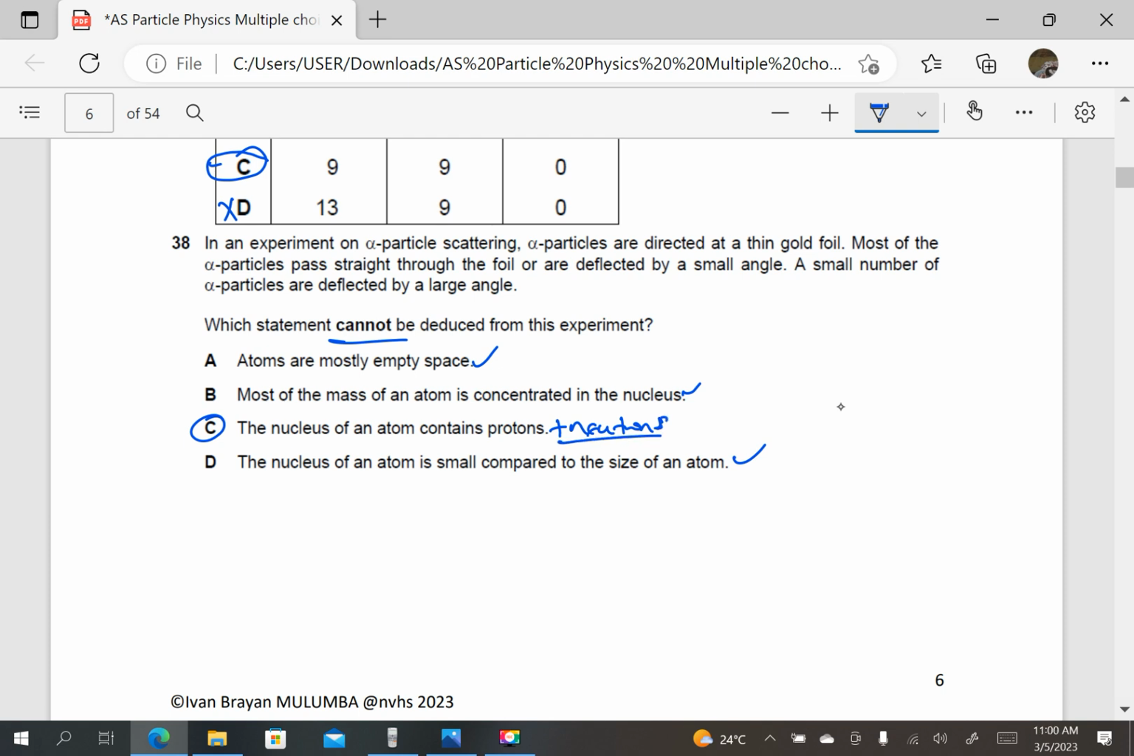The nucleus also contains neutrons. So we cannot deduce that the nucleus of an atom contains protons by simply looking at the alpha particle scattering experiment. But the rest: there is a large deflection, atoms are mostly empty space, most of the mass of an atom is concentrated in the nucleus, and the nucleus of an atom is small compared to the size of the atom. All these are related, apart from C.